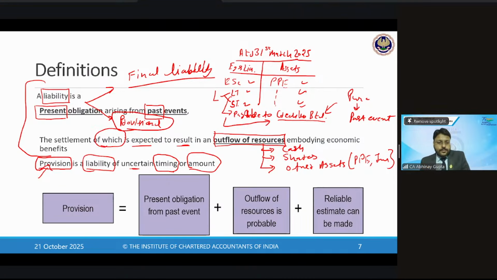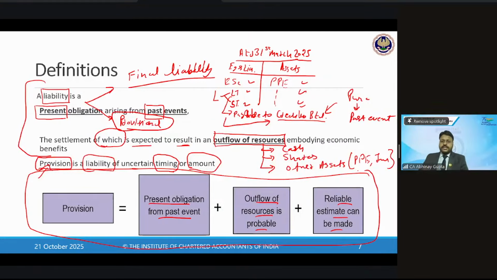Now, what is a provision? Provision means a present obligation from a past event. So there is a past event by virtue of which there is a present obligation, plus an outflow of resources is probable. So there is an expectation that some outflow of resources will happen in the future to discharge this present obligation, plus a reliable estimate can be made. Then only will it be regarded as a provision. So this is the definition of a provision.